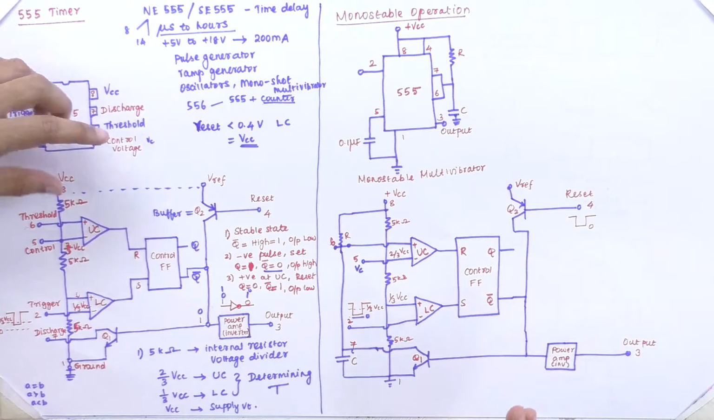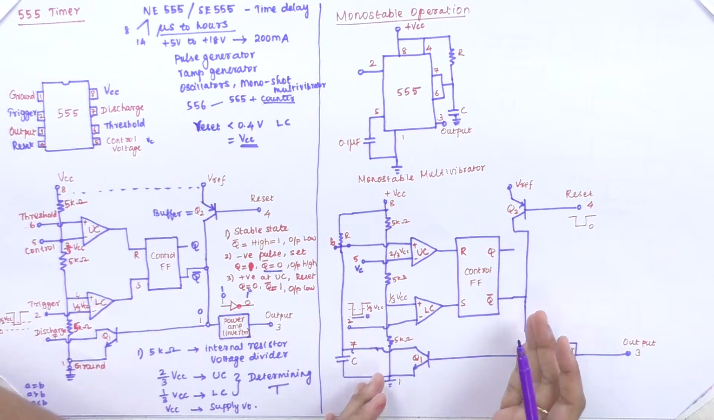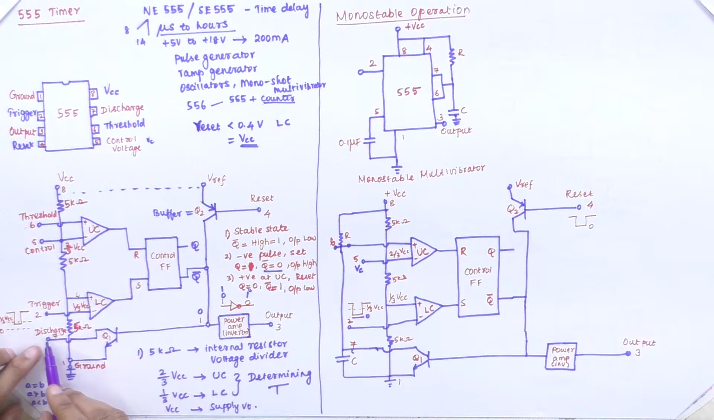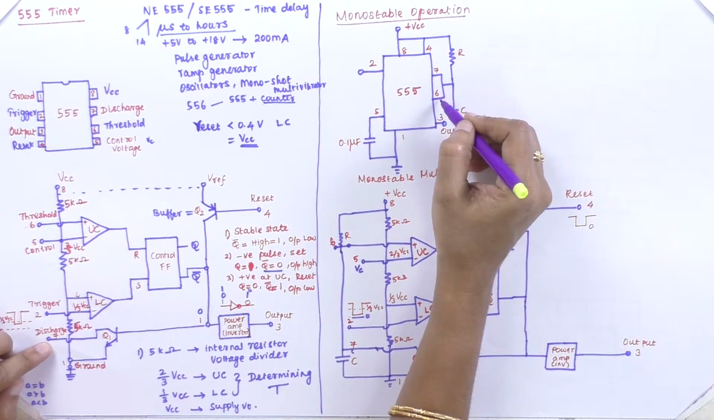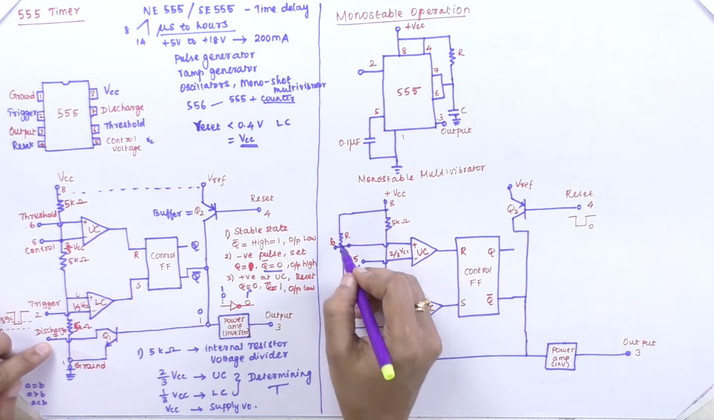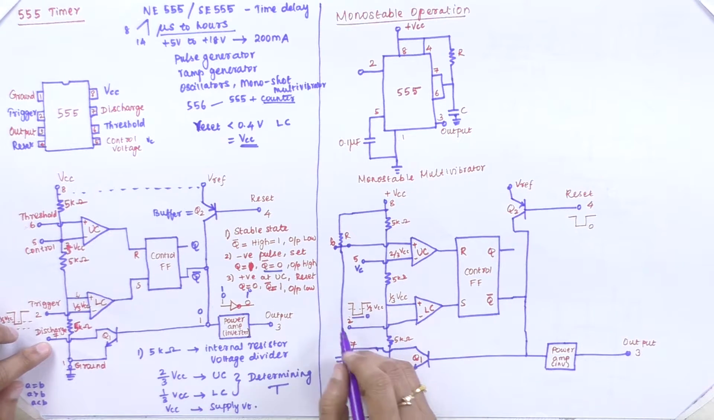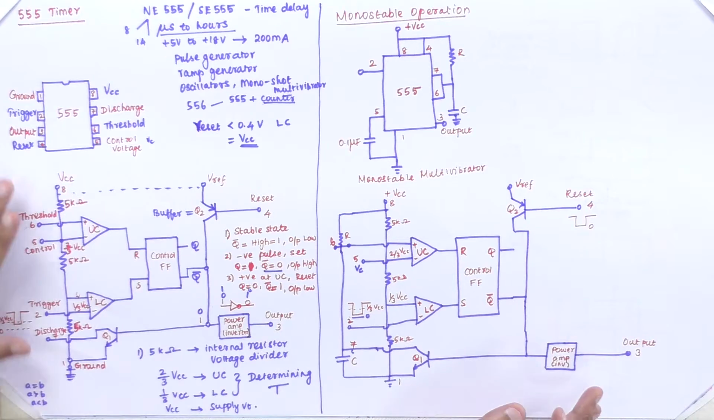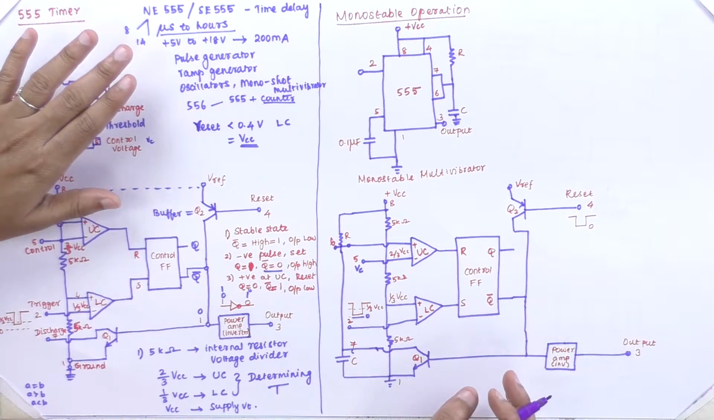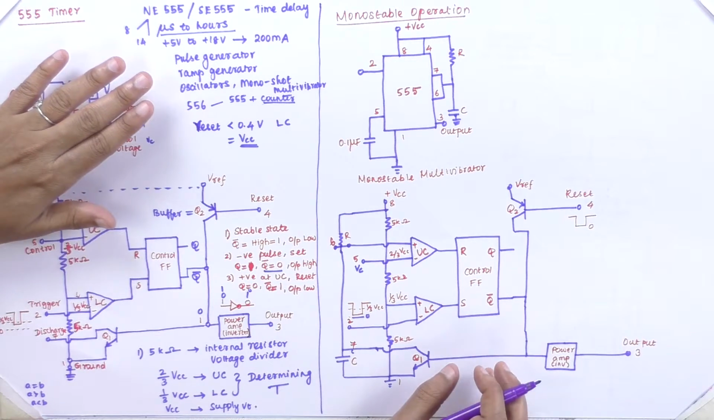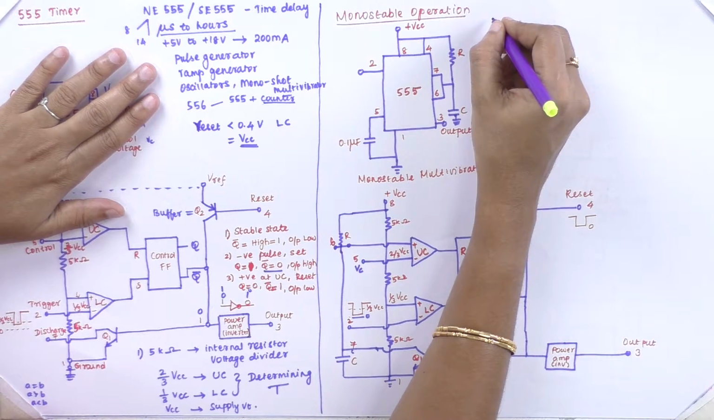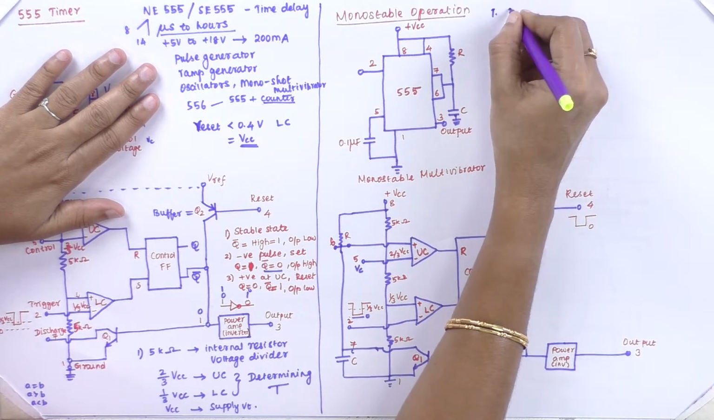The control voltage VC is applied to the upper comparator, and the 6th pin threshold is also given to the upper comparator. The only difference between this and the previous diagram is that here we have one pin connected to the capacitor. See the 7th and 6th pins: R and C are connected between the 7th and 6th pins. So this is the pin diagram of the monostable operation. Again, it starts with the standby state.